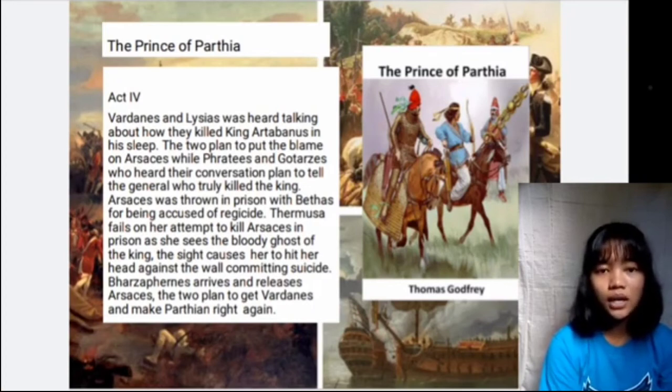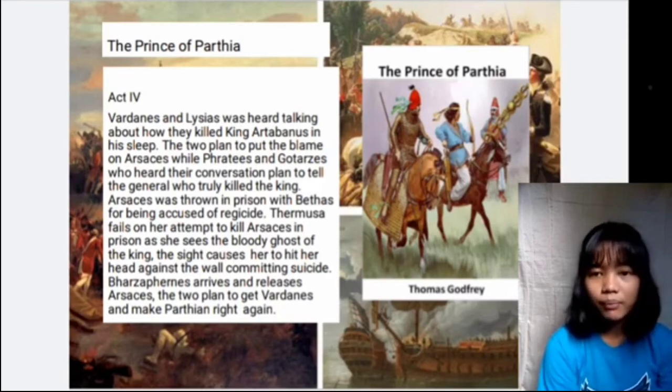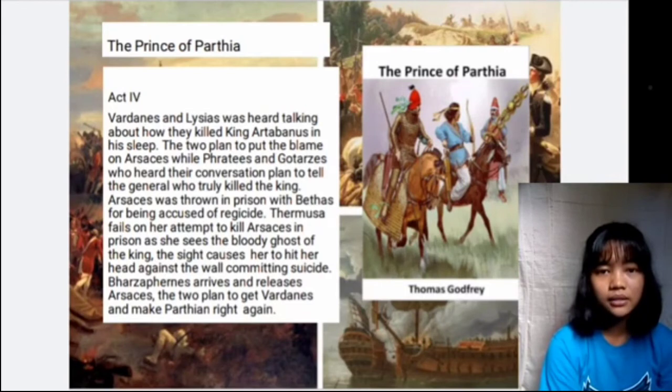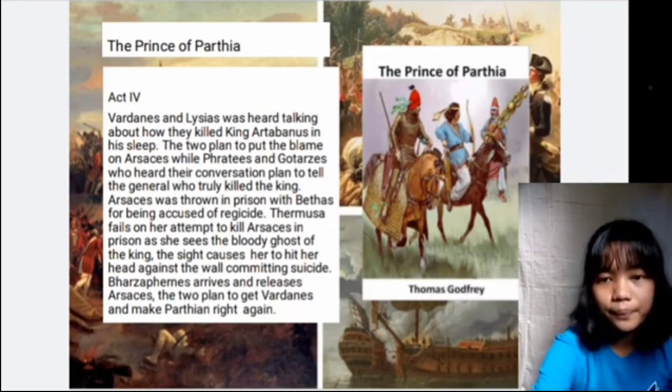And then Thermosa, who goes into the prison to kill Arsaces for her vengeance, fails in her attempt because she sees the ghost of the king, and it causes her to commit suicide upon hitting her head on the wall. And then Arsaces and Bethas were released because Barza Furnace arrives and releases them.